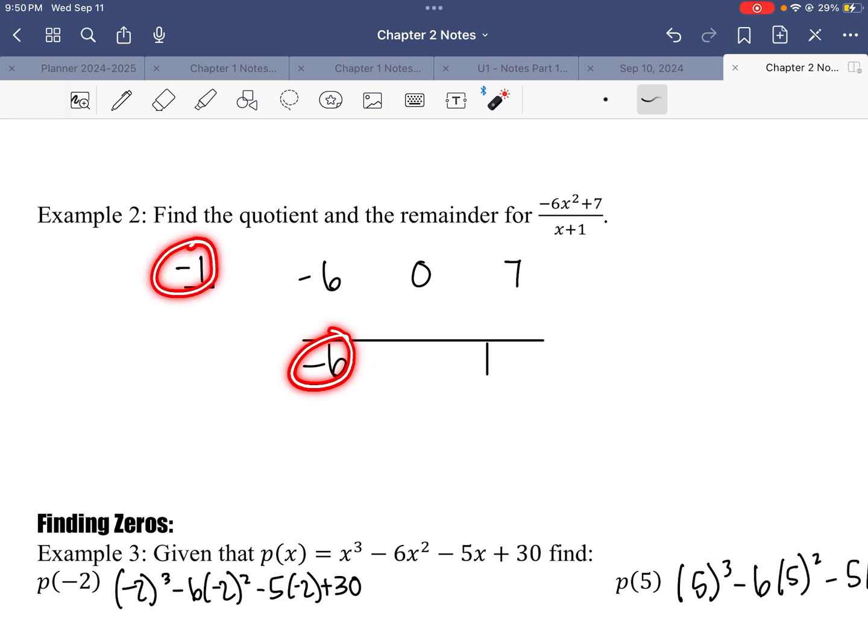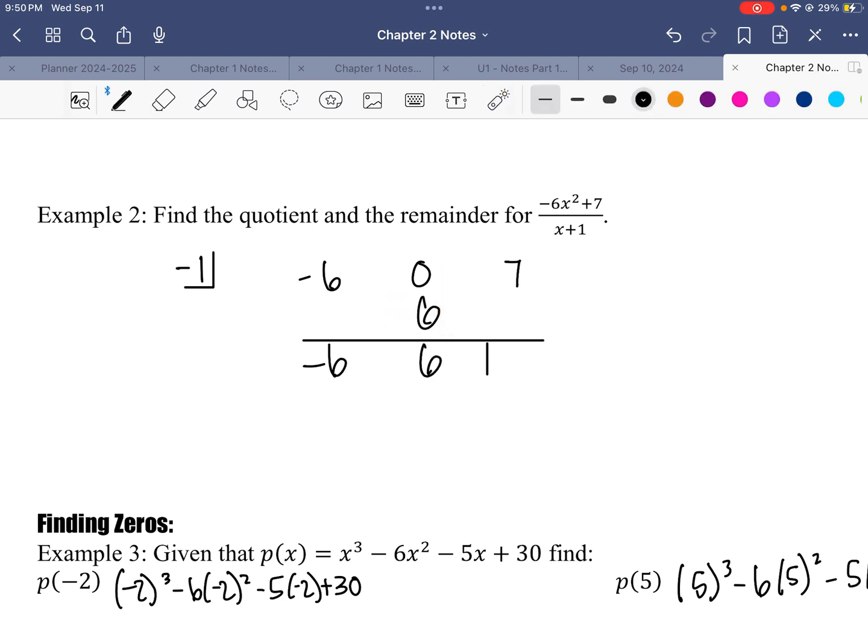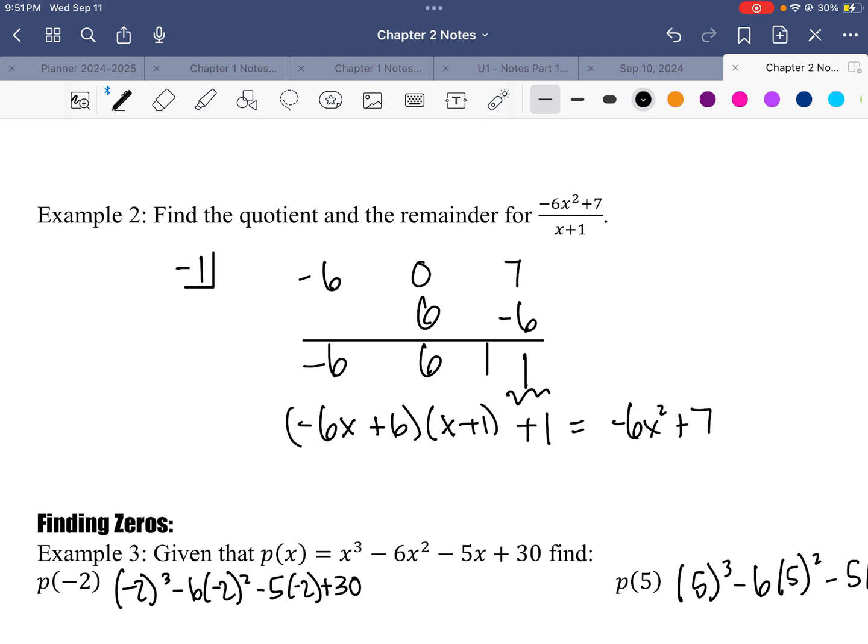Then we multiply these two and put the answer here. Then we add straight down. So 0 plus 6 is 6. And then we do 6 multiplied by negative 1 to get negative 6. And 7 plus 6 is 1. So what this is saying is that negative 6x plus 6 multiplied by x plus 1 plus a remainder of 1 should equal negative 6x squared plus 7.